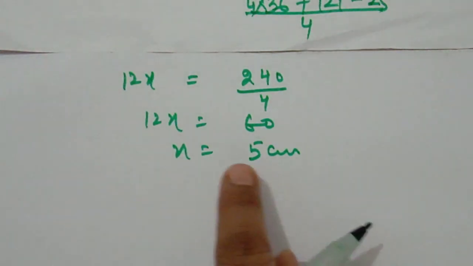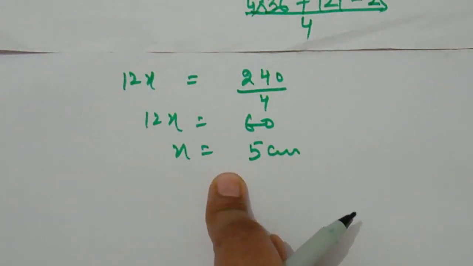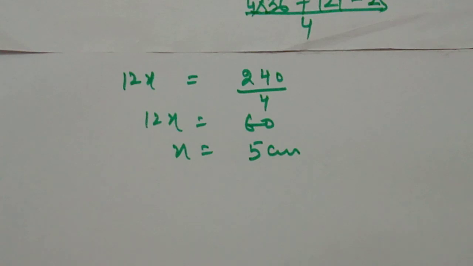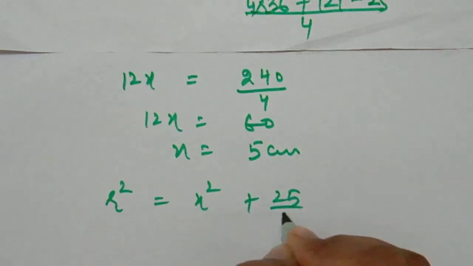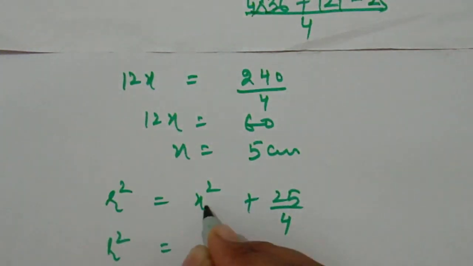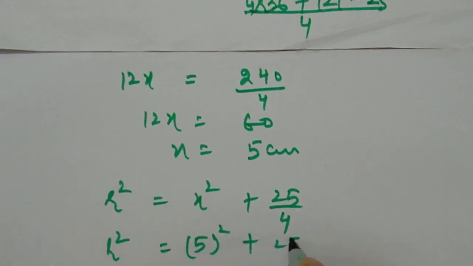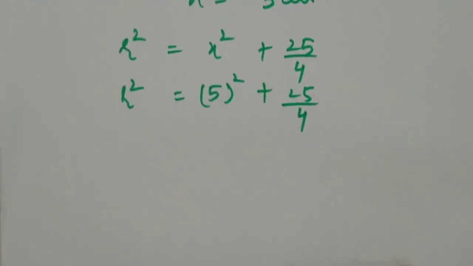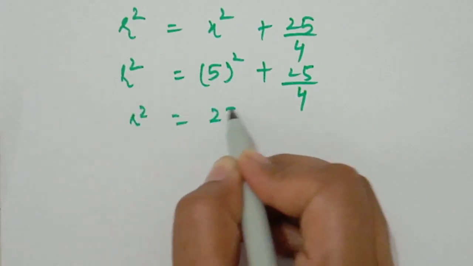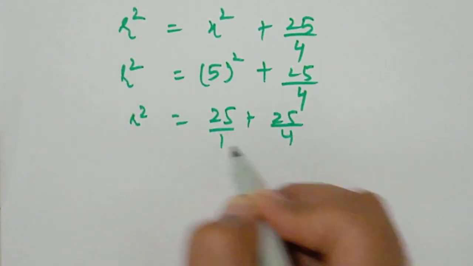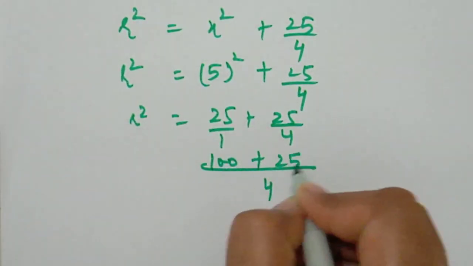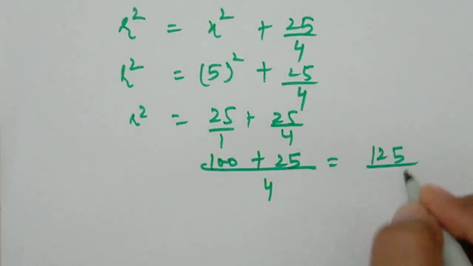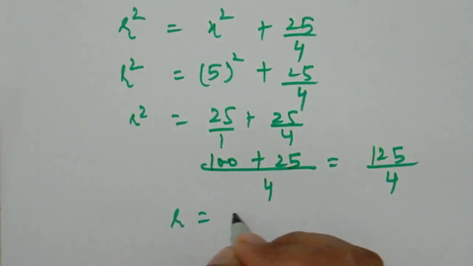If the value of x is 5 centimeter, then we will put it in equation number 1; the choice is yours, you can put it in equation number 2. So equation number 1 was this. Because we have to find the radius now, we will put the value of x here. Then r square is equal to 25 plus 25 upon 4. We will take LCM. Then it is 100 plus 25, which is 125 upon 4. And then r is equal to root of 125 upon 4.